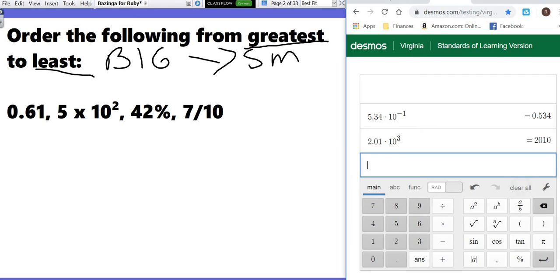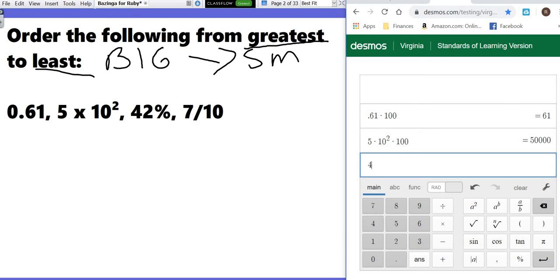Now, when we're comparing numbers like that, the first thing we're going to do is turn every single one into a percent, if it isn't already a percent. So we're going to start with 0.61 and multiply that by 100. So that is 61%. The next one is 5 times 10 raised to the second power. And we have to multiply that by 100. And that makes it 50,000%.